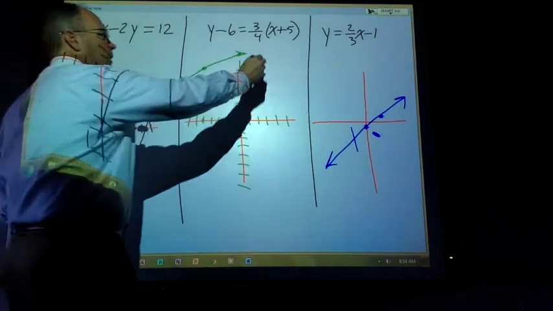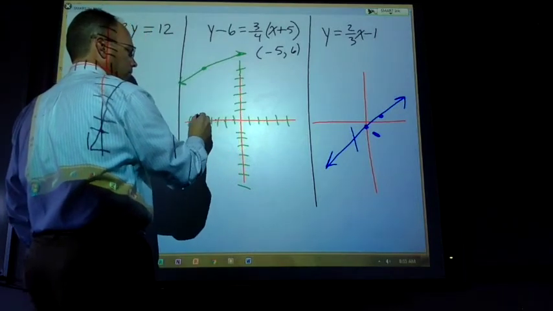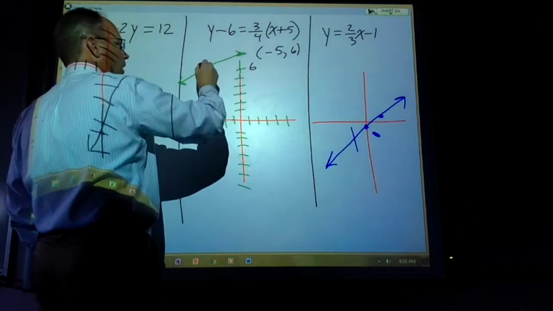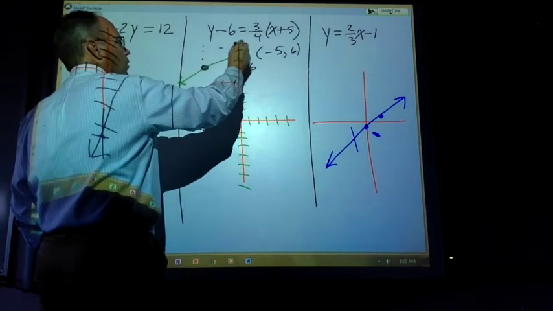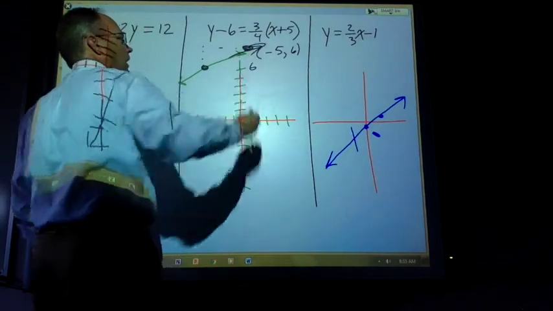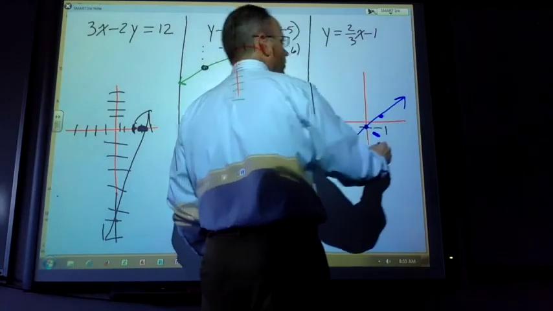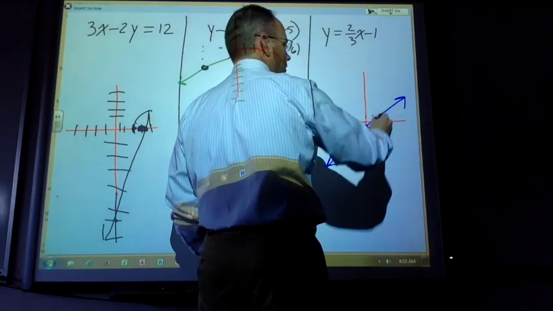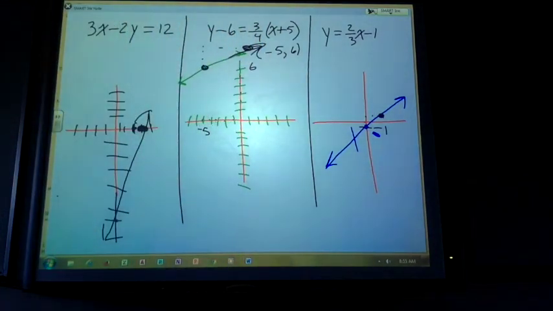And then this one yields me the point -5, +6. So -5 and up 6. So that's that point right there. And then from there, I went up 3 over 4. Done. And then the last one, I had y-intercept of -1, and I went up 2 and right 3. Sweet. That is exactly how you do those problems. You all got an A for now.